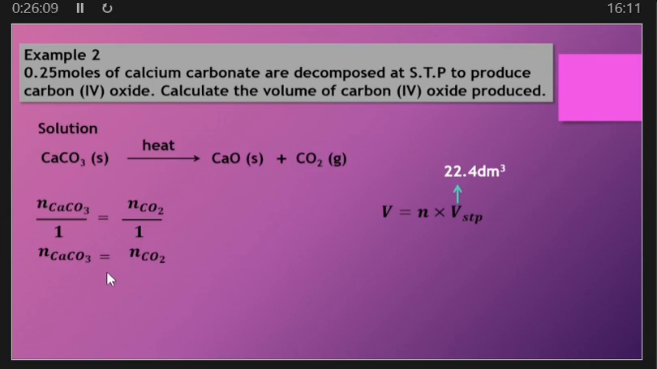Alright, so what we are going to do now is to substitute the number of moles of calcium carbonate. We are told we have 0.25 moles of calcium carbonate. It means here we already have the number of moles of calcium carbonate. No need to calculate for them. So we have 0.25 moles equals the number of moles of carbon 4 oxide. So this means that the number of moles of carbon 4 oxide is also equal to 0.25 moles.